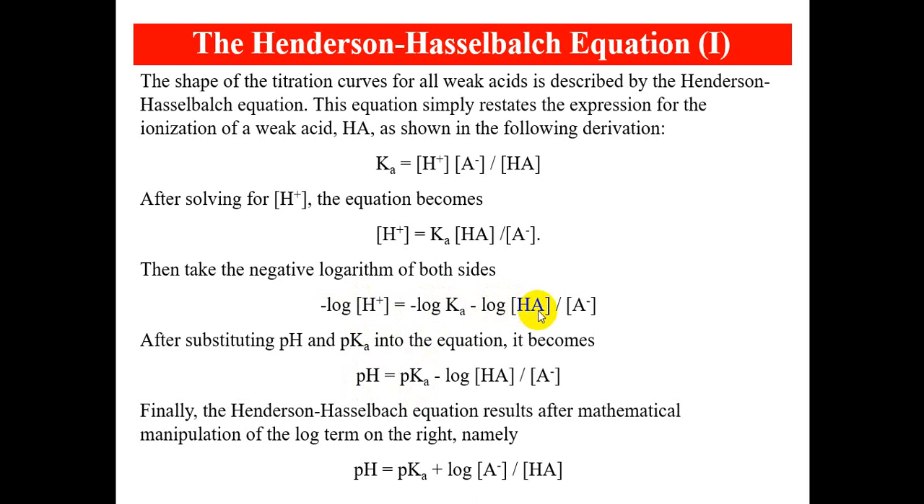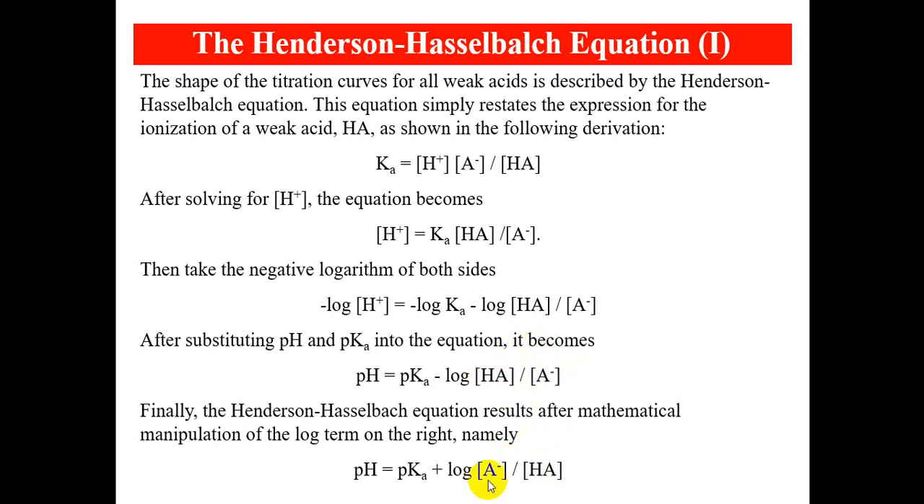Minus log of the weak acid over the weak base, we leave it like that. Finally, the Henderson-Hasselbalch equation results after mathematical manipulation of the log term. So this is the log term that the scientist manipulated. What we'll do is bring the weak base to the numerator, then bring the weak acid to the denominator. So we turn this one upside down.